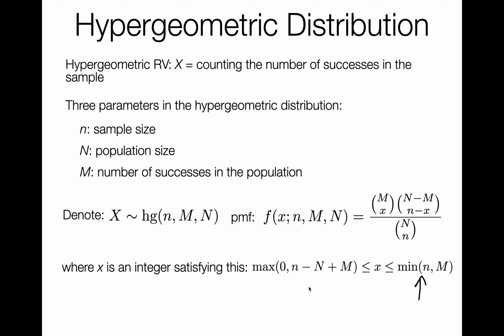m successes. If my sample is larger than the number of successes in the population, then there has to be at least a couple of failures in there. Because if I've taken all the successes away in the population and then my sample is larger than that, then there has to be some failures in there. And so that's where the top of it comes from.